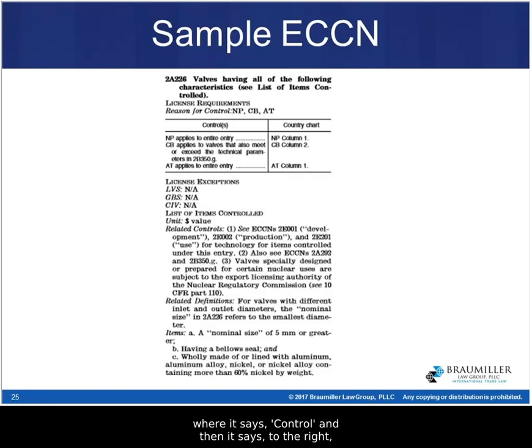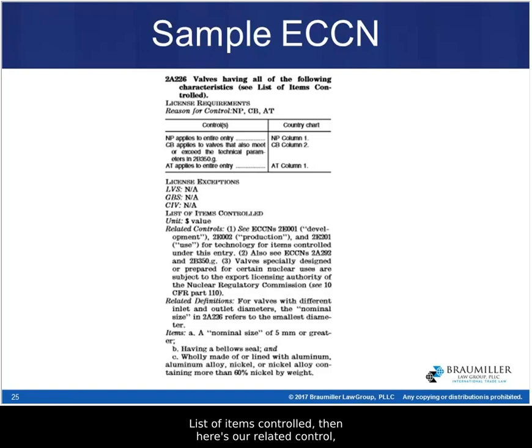And we see that as we fall into that little chart there where it says controls, and then it says to the right country chart. The first entry there is NP. That stands for nuclear non-proliferation. And then it relates to the country chart, NP column 1. And then I'll walk you through that country chart. But just to continue down, we see a list of license exceptions. We see here that there's various abbreviations for these, but NA means that this article would not be eligible for these listed exceptions.